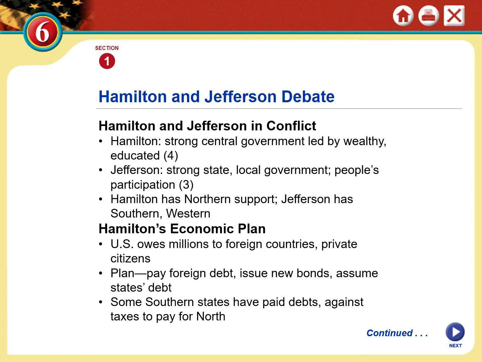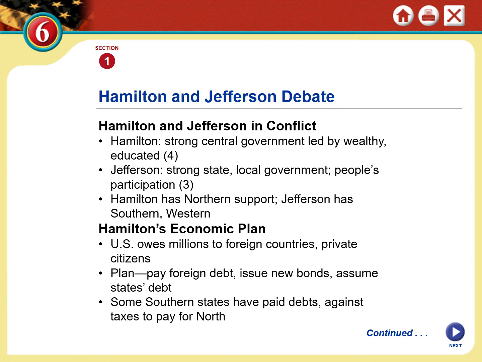Meanwhile, Alexander Hamilton has the support of the North. Many people in the North believed in this idea of a strong central government. Generally, people in the South and people in the Western territories were anti-federalist, supporting Jefferson's idea of a weaker central government and stronger state and local governments.